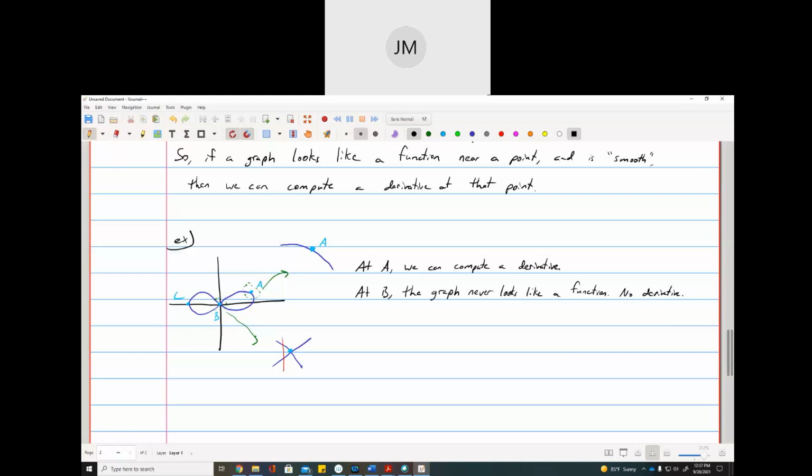At C we have a different problem. If I zoom in around C, the problem is that my tangent line looks vertical. So that's going to create a problem there.